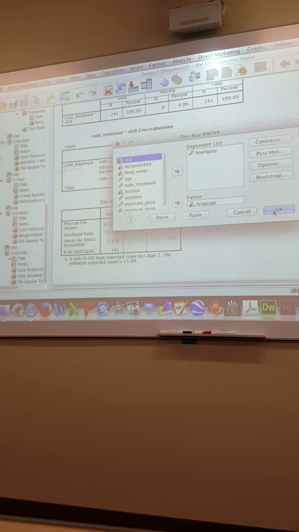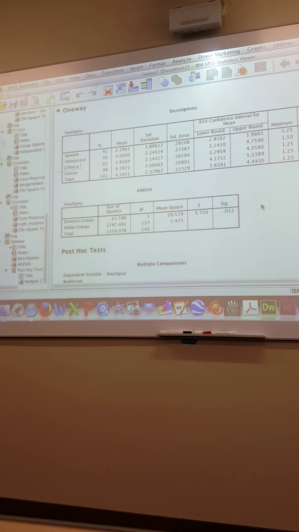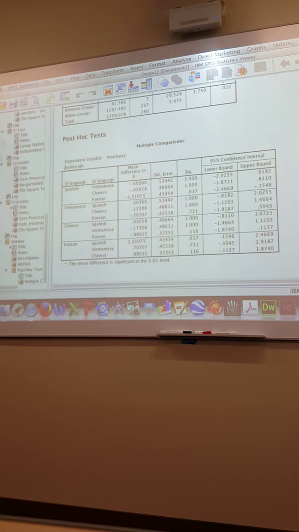ANOVA. There's no ethnicity factor, but language is just as good of a stand-in. I like to put in the descriptives and the post-hoc test all at the same time so that I don't have to run it again just in case I get something significant. So here we have something significant. What do we conclude? There is a significant difference between one or more of these groups, but we don't know which until we go down to the post-hoc tests, right? In the post-hoc test, which are the two groups that are significantly different?